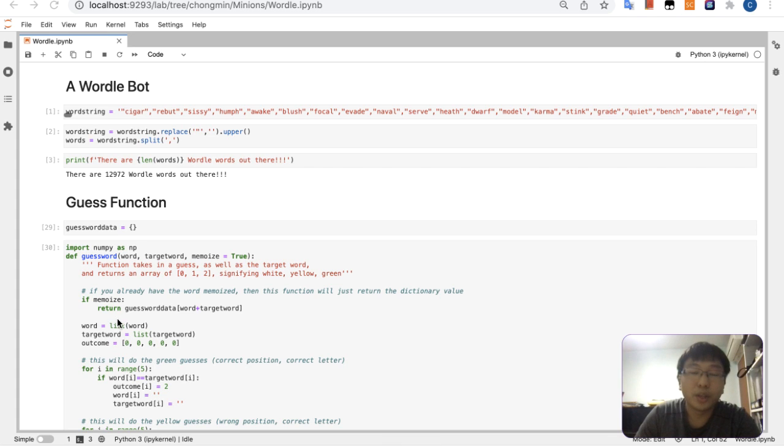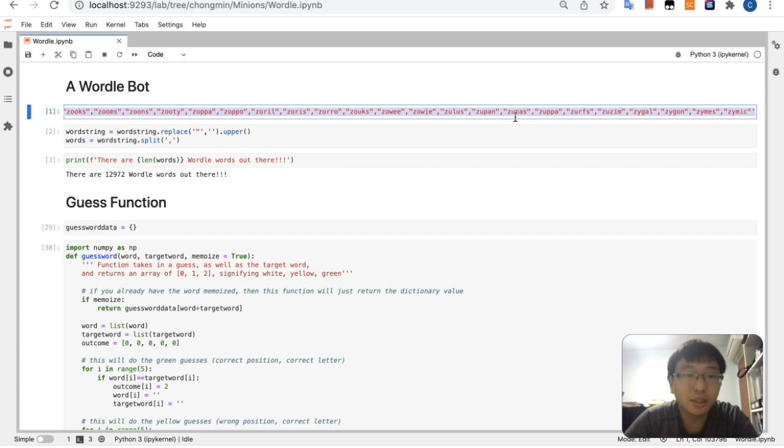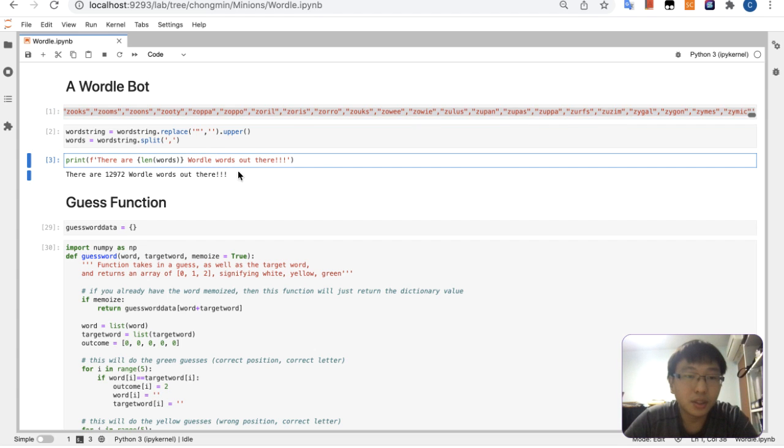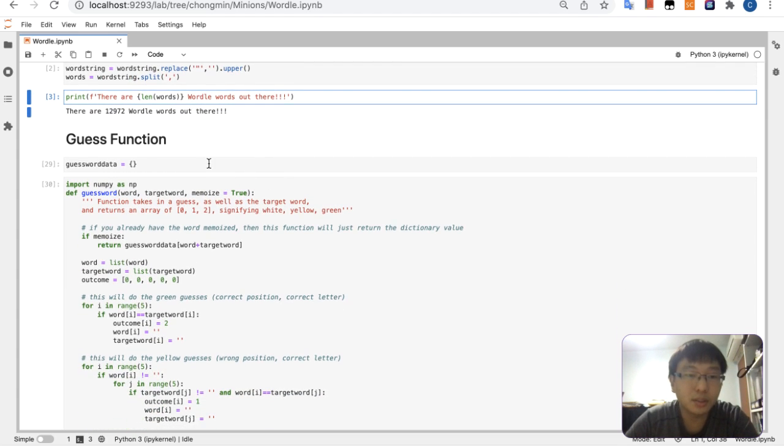Just now I was doing the Wordle bot halfway. I got a functional agent, but it took so long for the agent to even do one single guess. Okay, so just a recap of the Wordle bot. It's just taking the list of all possible words. Okay, then I get all the words. I have 12972 Wordle words.